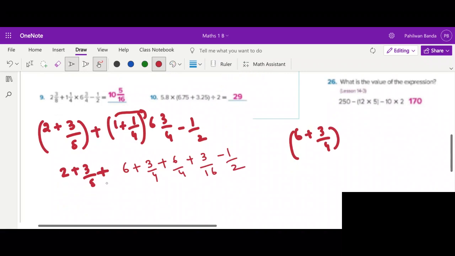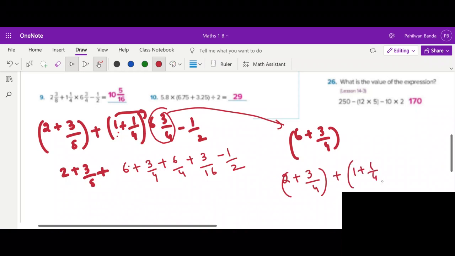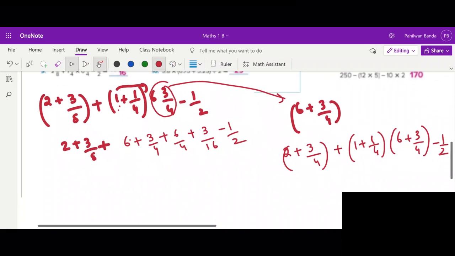So what did I do here? The first term as it is, 1 plus 1 by 4, you are multiplying with 6 3 by 4. 6 3 by 4 is nothing but 6 plus 3 by 4. Now each term should be multiplied here. 1 multiplied by 6 is 6. 1 multiplied by 3 by 4. So if you want, I can write one more step. 2 plus 3 by 8 plus 1 plus 1 by 4 multiplied with 6 plus 3 by 4, like this, and minus half. Okay.